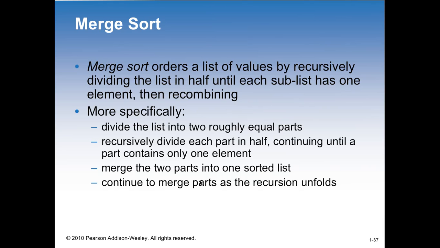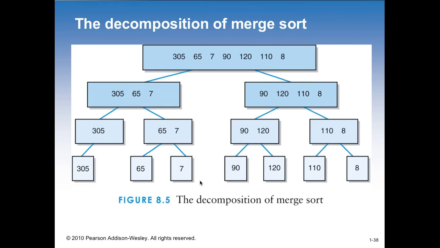So you've got 2 separate lists, and then you've got one main list that you're creating with the separate elements that you've gotten out of the smaller lists. So you continue to merge parts as recursion unfolds, and you eventually run out of items. Let's take a little bit here. So the decomposition of the merge sort.